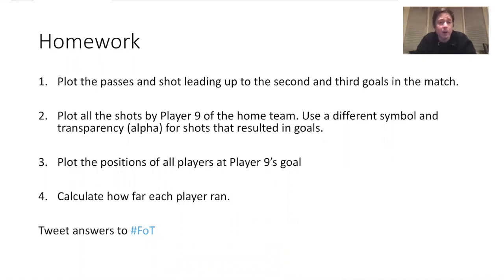Plot all the shots by player 9 of the home team, and try to use a different symbol for shots that resulted in a goal. So use one symbol for a shot that didn't result in a goal and a different symbol for one that did. Plot the positions of all the players at player 9's goal, similar to what we just did for the first goal. And then the final task, a little bit more advanced, is to try to see if you can calculate how far each player ran during the match from the tracking data.